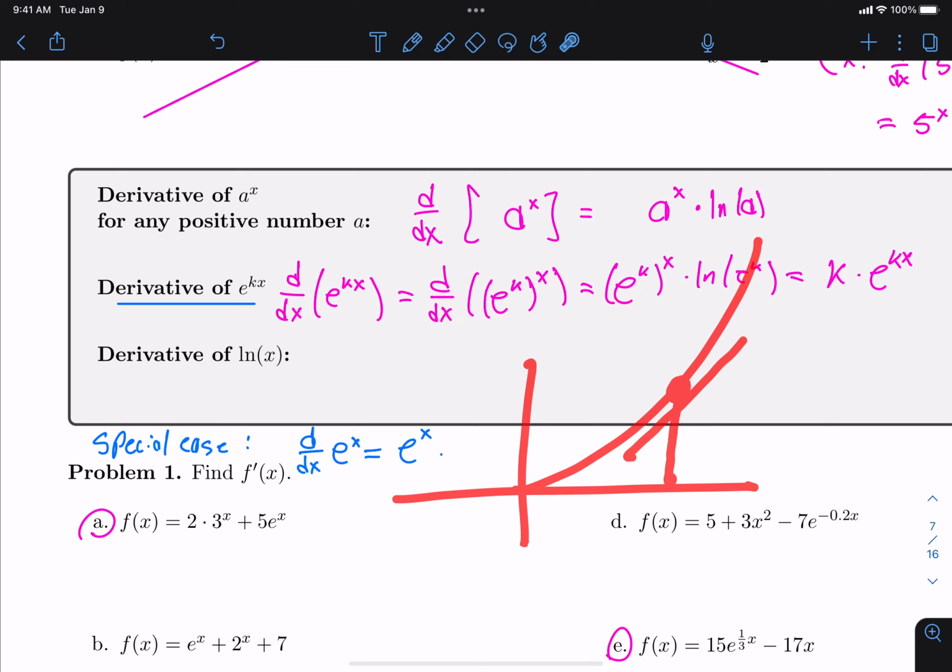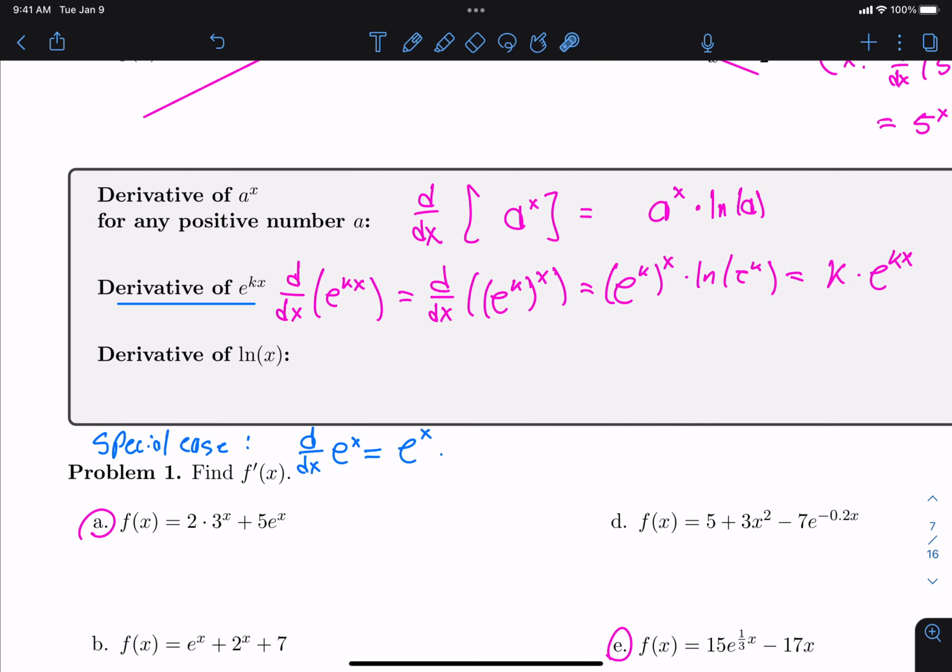Okay? So the slope is the same as the height. And in fact, that's how we define the number e. It's the number such that the exponential with that base causes the slope to be the same as the height, i.e. causes the derivative to be the same as itself. Okay? So that's where the number e actually comes from.